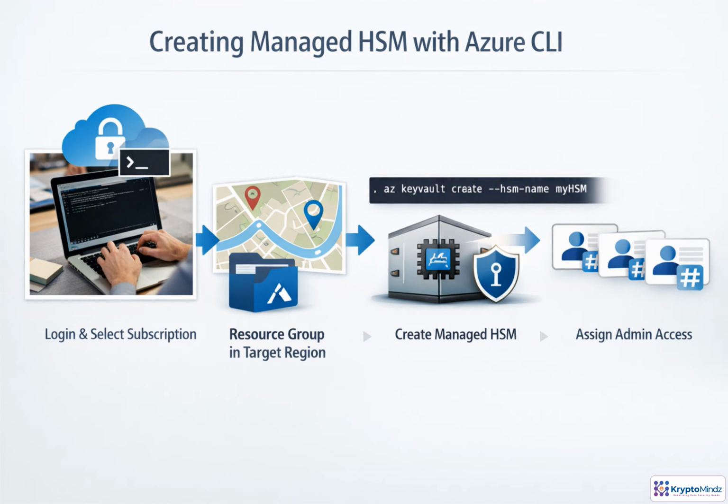Azure CLI gives you a repeatable way to spin up managed HSMs, which is ideal for automation and DevOps. Authenticate and point the CLI at the correct subscription. Create or reuse a resource group in the region where you want the HSM to live. Then run az keyvault create with the HSM name, resource group, and location, and supply one or more administrator object IDs to bootstrap secure access.